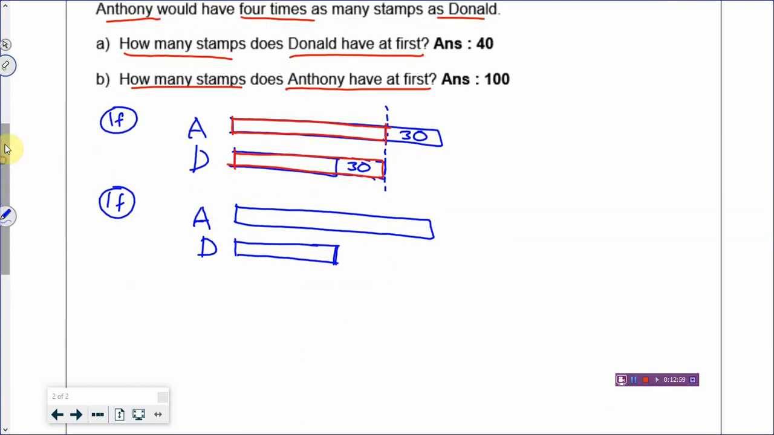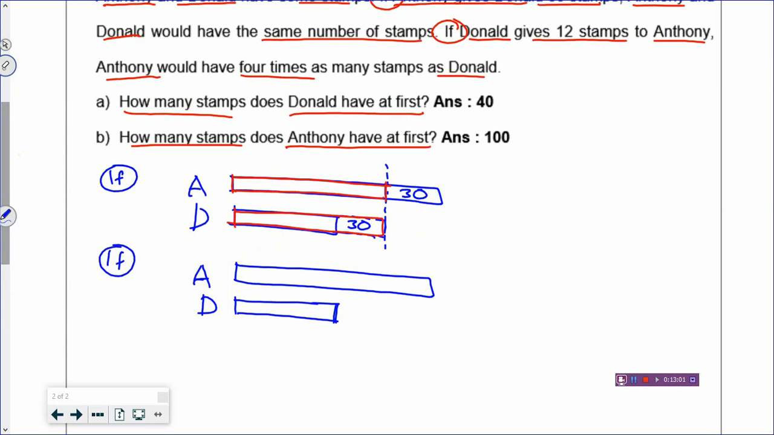All right, and then what happens? Then if Donald gives 12 stamps to Anthony, so now you cut here, right, 12 stamps, take out from Donald, and then give to Anthony. So Anthony gets the 12 more, right? And then Anthony will have 4 times. So you draw arrow sign to show 4 units, right? Because you cannot cut the model into 4 boxes. So you draw the arrow sign. And then Donald will have 1 time. So Donald will have 1 unit left. Okay, 1 time is 1 unit.